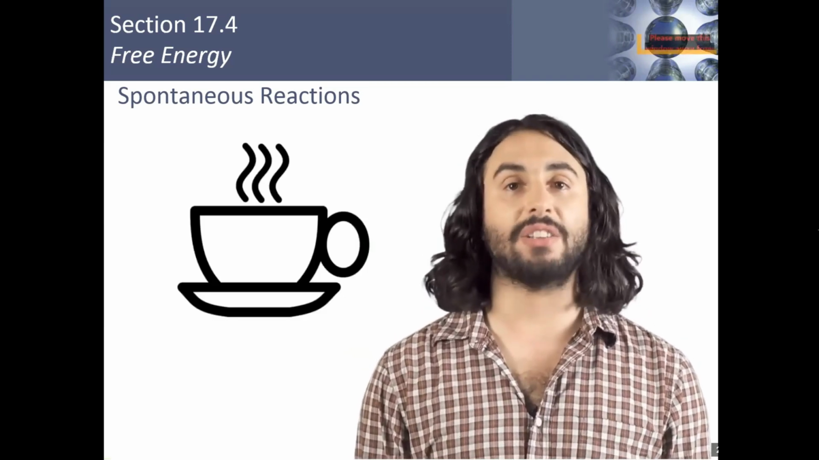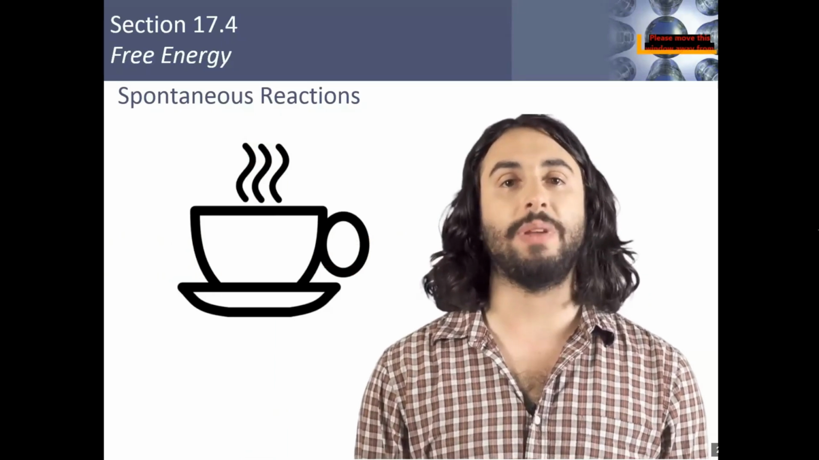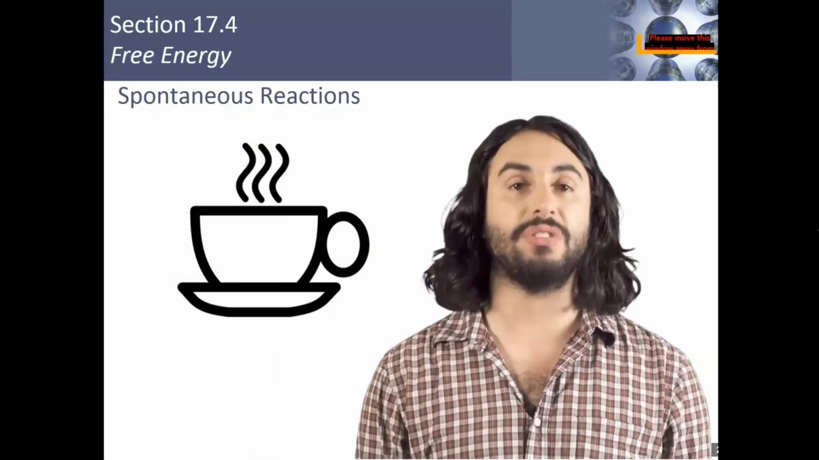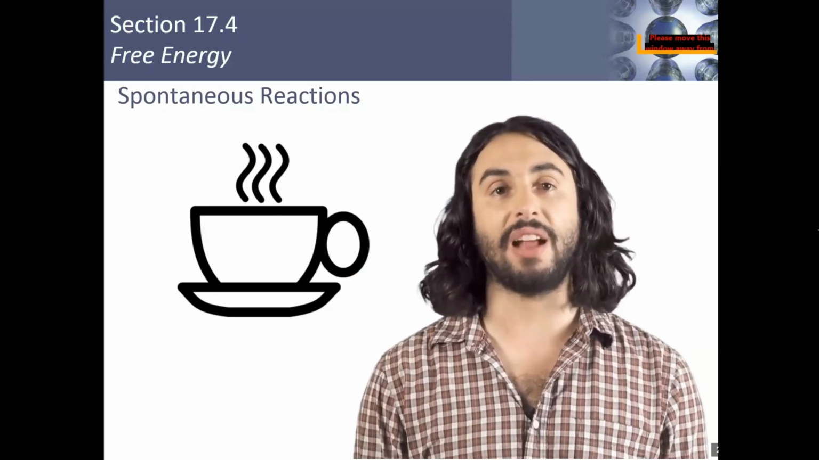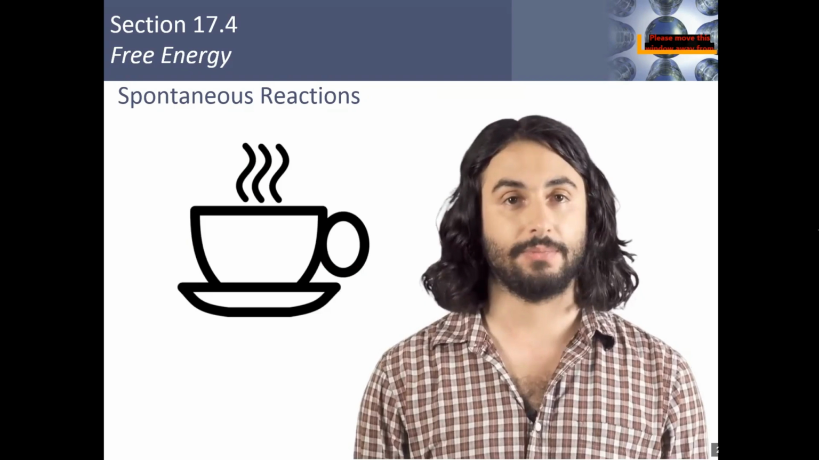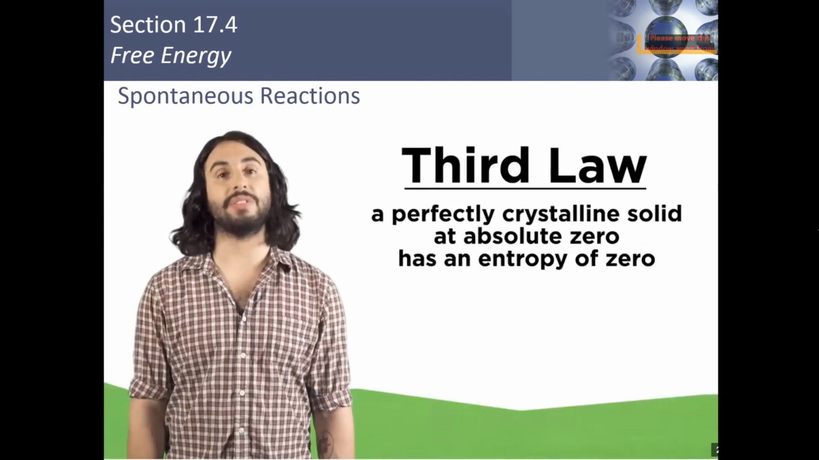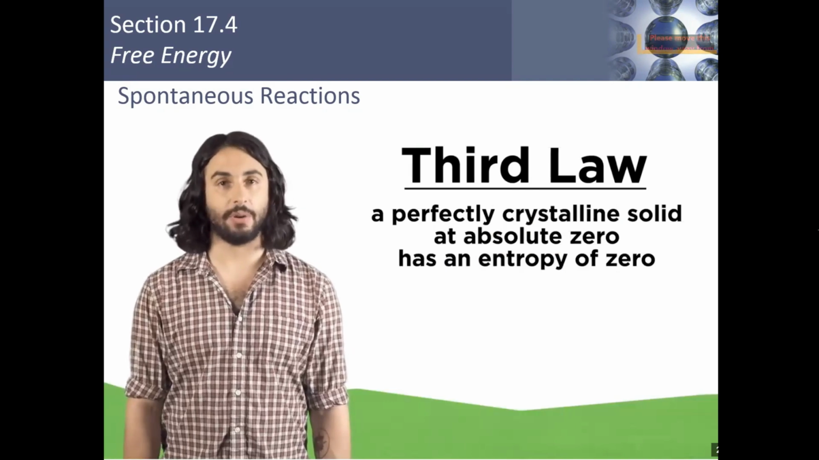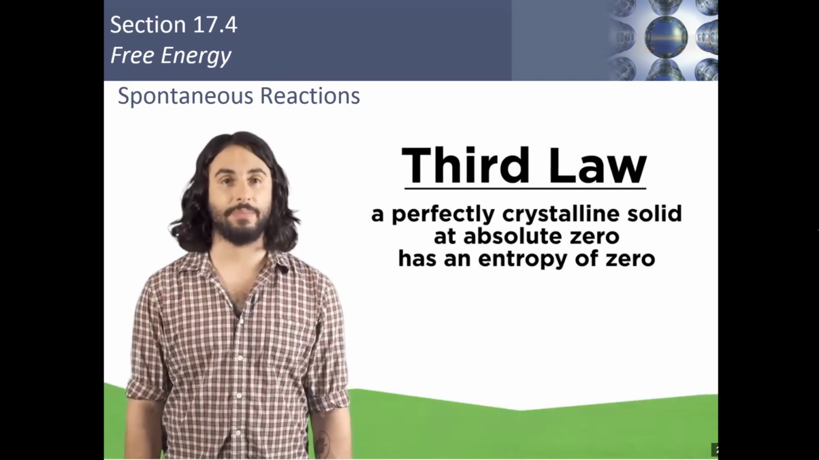Heat will flow from a hot coffee cup into the table or your hand because the heat energy will be more disordered if more dispersed. This is why heat spontaneously flows from hot to cold and not the other way around. The third law states that a perfectly crystalline solid at absolute zero has an entropy of zero, as this is the most ordered state the substance can be in.